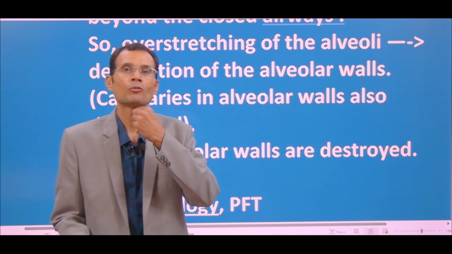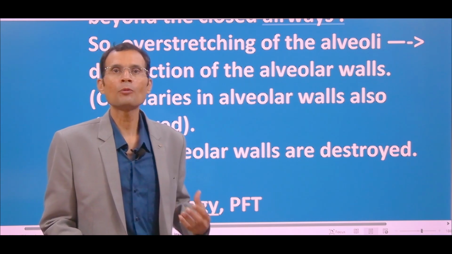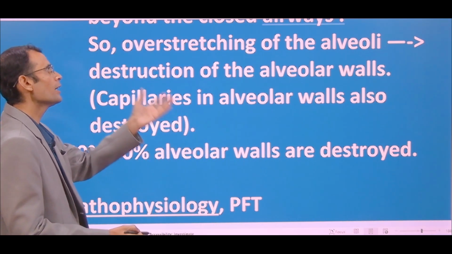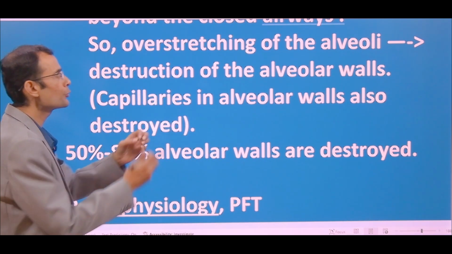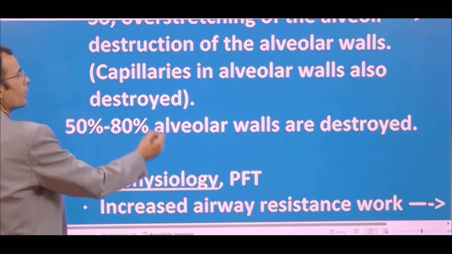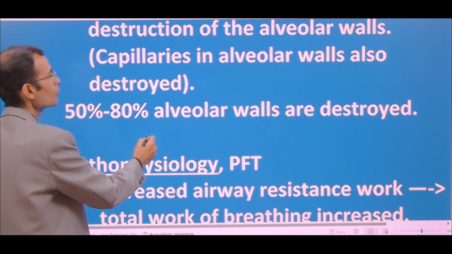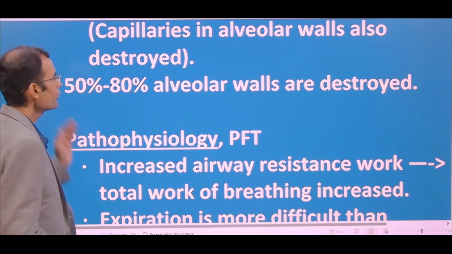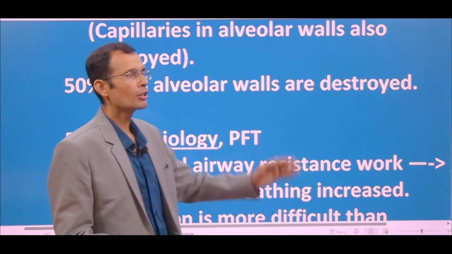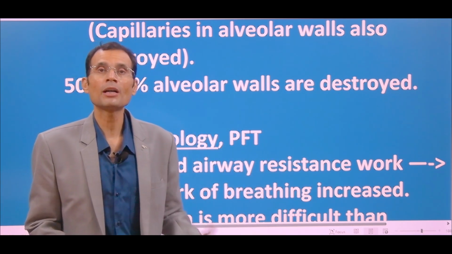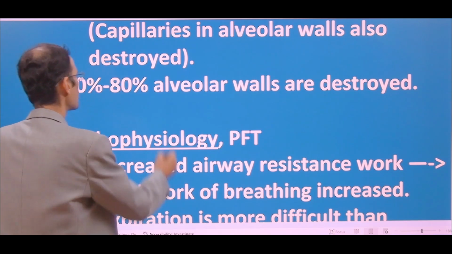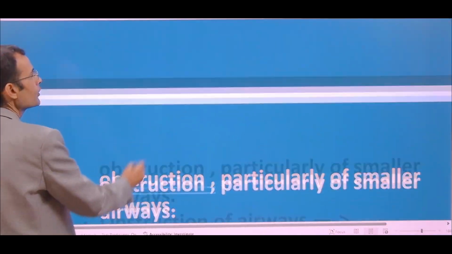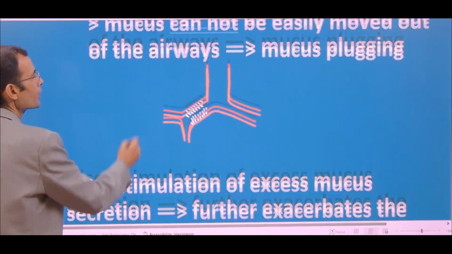We saw first what happens in the airways. Now we see what's happening in the alveoli, destruction of the alveolar walls due to excessive stretching. And then capillaries in the alveolar walls are also destroyed. 50 to 80% of the alveolar walls are destroyed. That's too much. Almost half the lung will become dysfunctional.